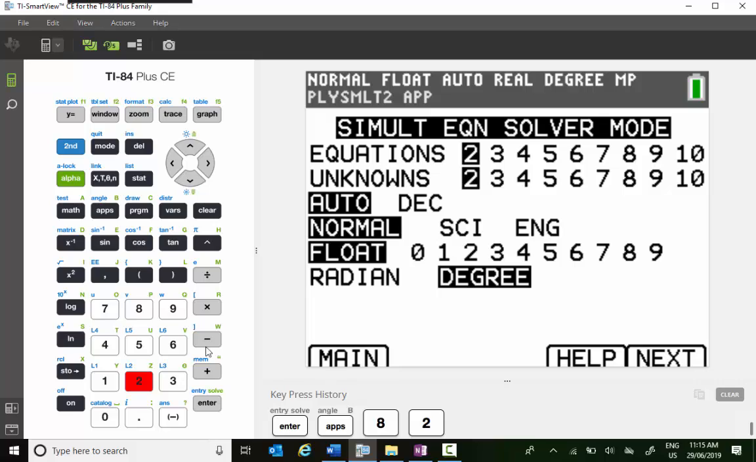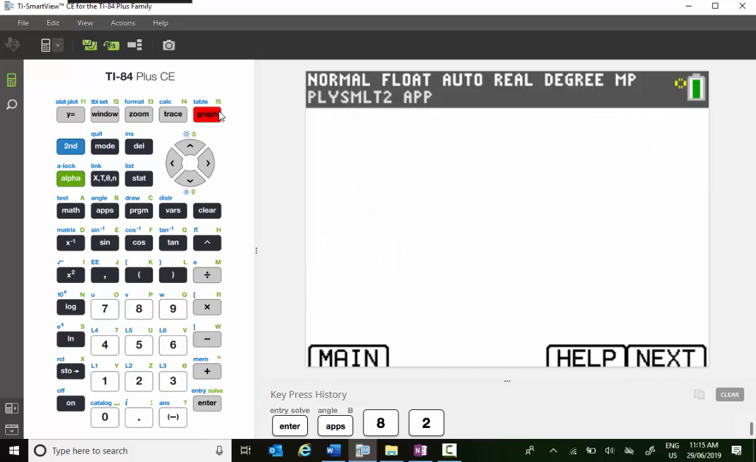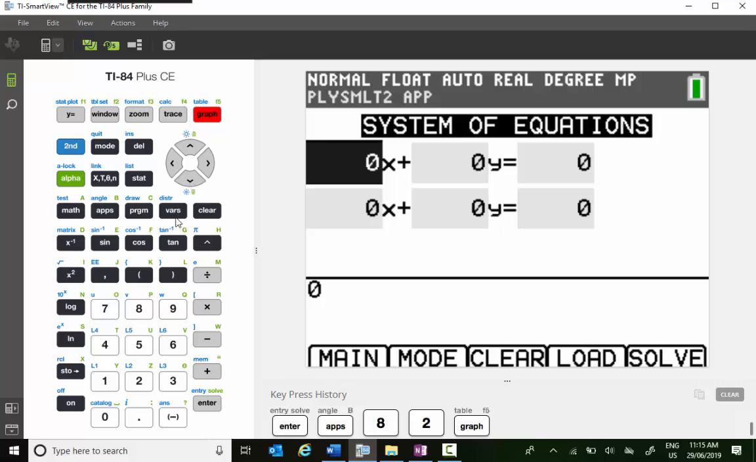So that's the number 2. How many equations do we have? We have 2 equations with 2 unknowns. We have to click on the next step once we've done that, and then we're going to write our equations in here.